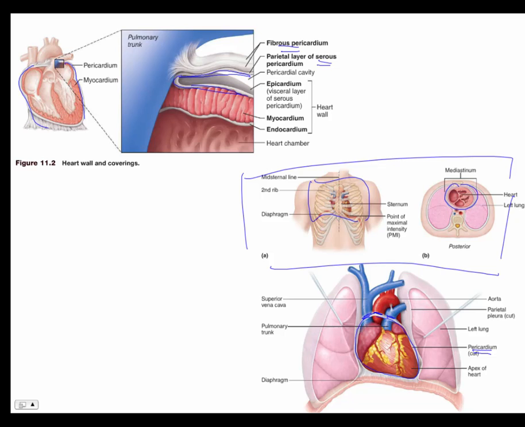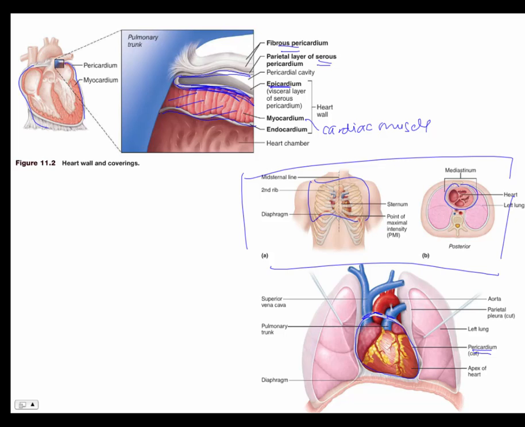So here, this visceral pericardium is actually called another thing. It's called the epicardium. So this is that uppermost layer of your heart. It's going to form part of the heart. Right below that, we have the myocardium, and this is going to be composed of cardiac muscle. And then down here we have the endocardium, and this is going to form the walls of those internal chambers.